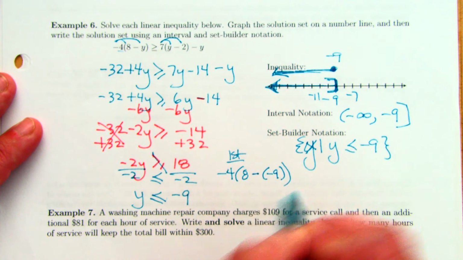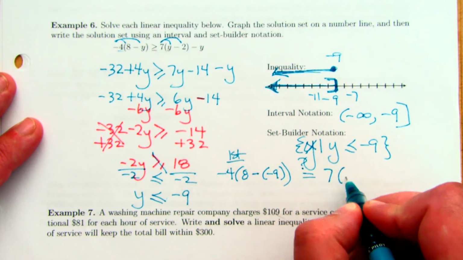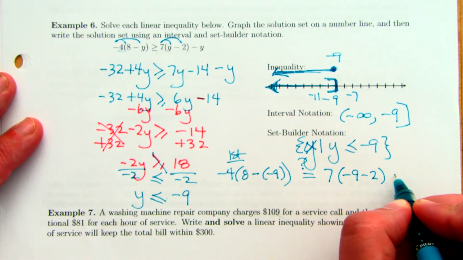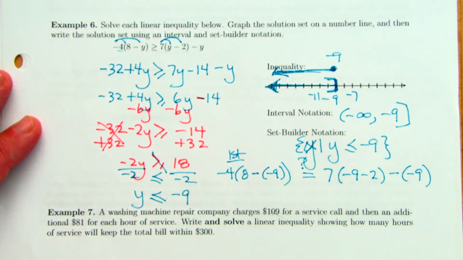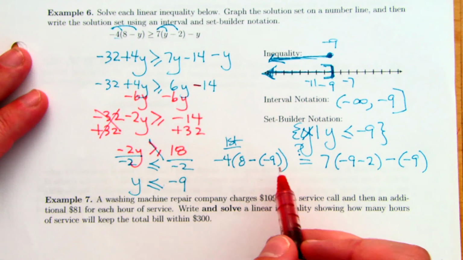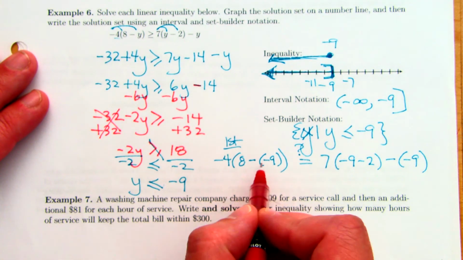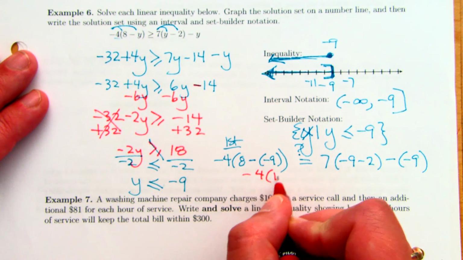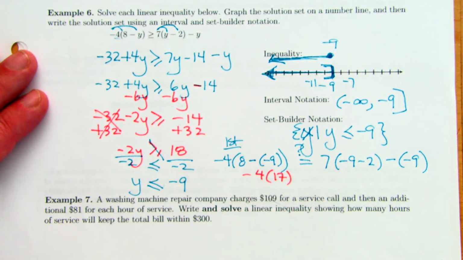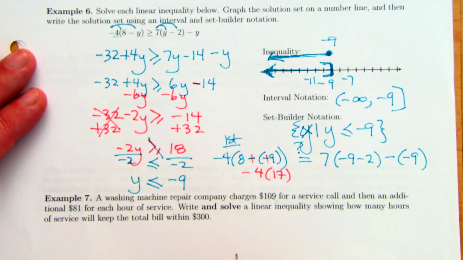That's a lot of things. We want to know, is that equal to 7 times negative 9 minus 2 minus negative 9? So anytime you're substituting, especially a negative in, it's a really good idea to use those parentheses so you can see that minus and negative. You don't want to skip that part, otherwise your check won't work out. And you could even do this on your calculator, but this is going to be negative 4 times 17. Does everybody see where I got 17? That's because this becomes minus a negative, becomes plus a positive.